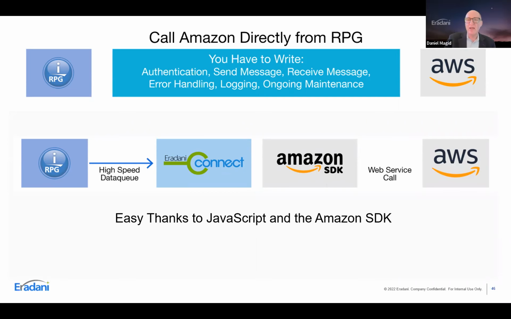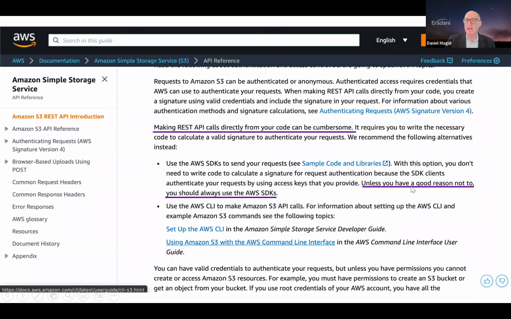And if you look at Amazon, it even tells you, unless you have a really good reason not to, you should always use the AWS SDKs, because making REST API calls directly from your code can be cumbersome. So it's really hard to do. So something you want to be able to do is say, if I'm going to connect to them, do they have an SDK and can I use it?